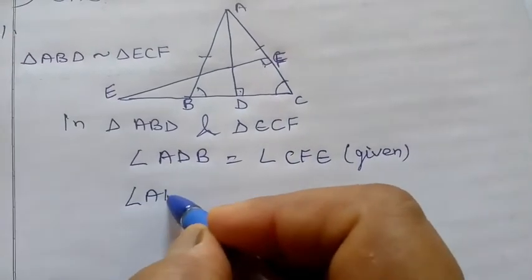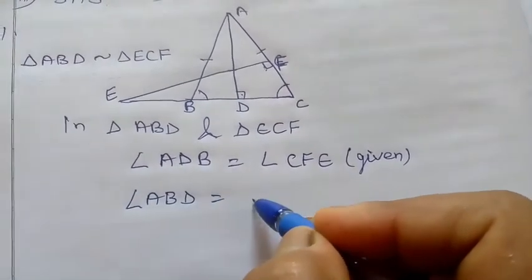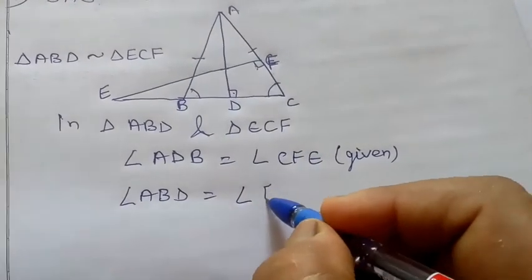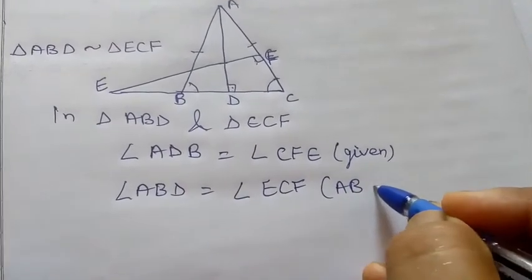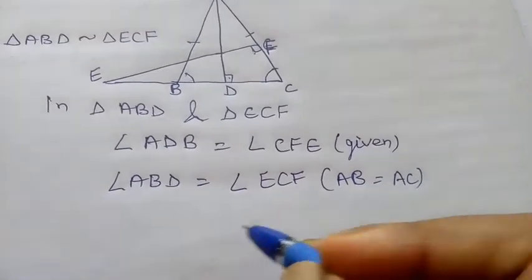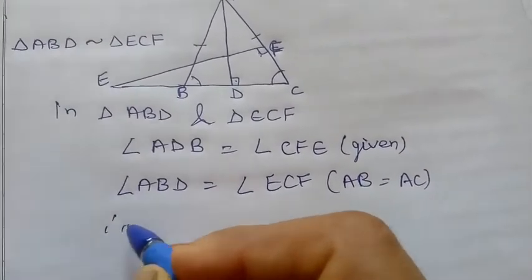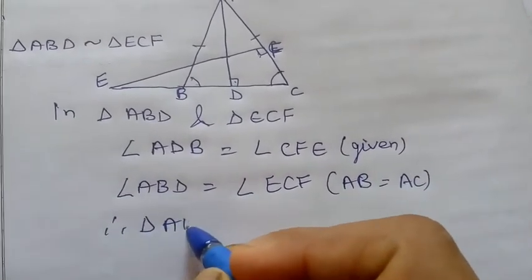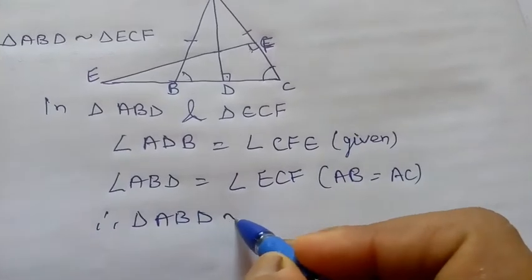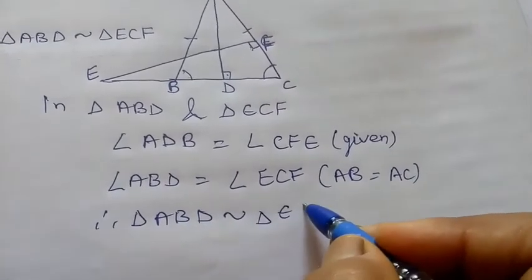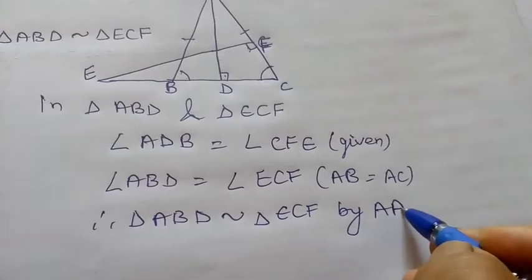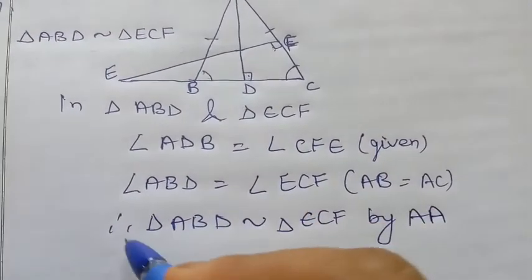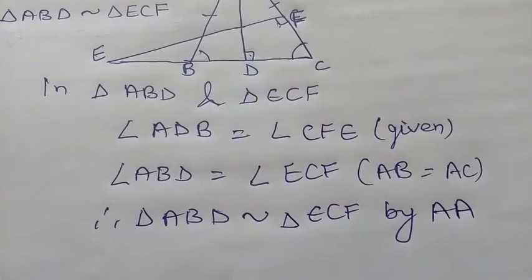In triangle ABD, angle B equals angle ECF, since AB equals AC, a property of the isosceles triangle. Therefore, triangle ABD is similar to triangle ECF by AA criteria. If two angles are equal, it means the triangles are similar.